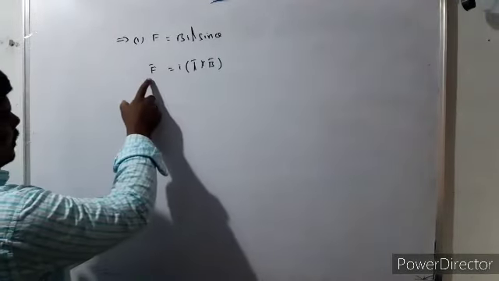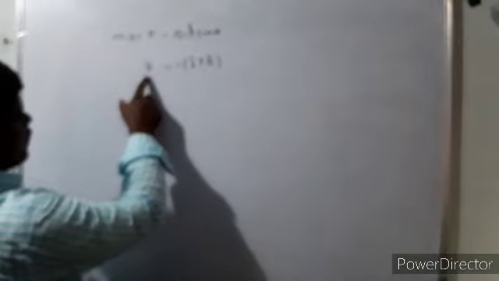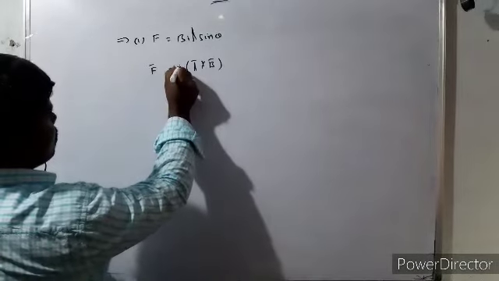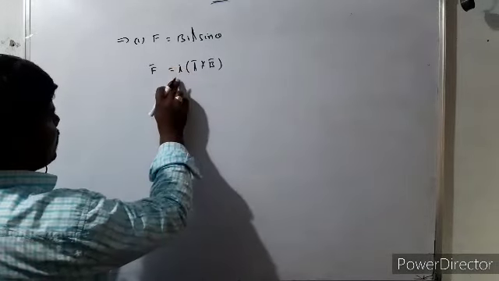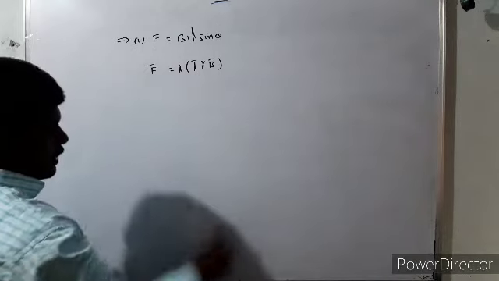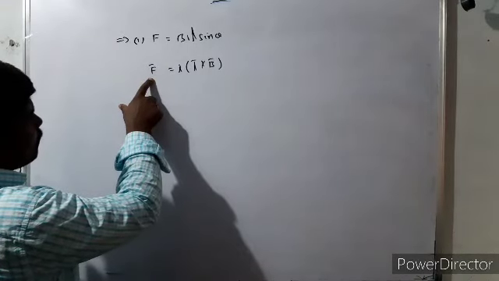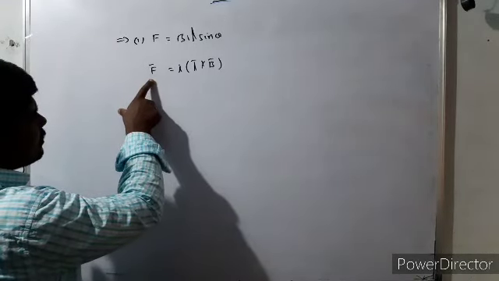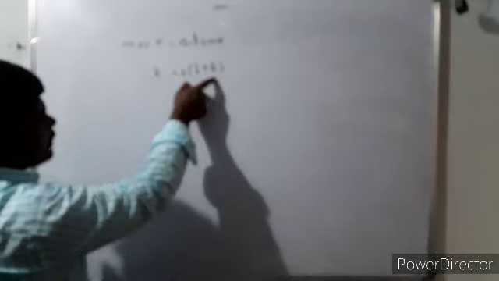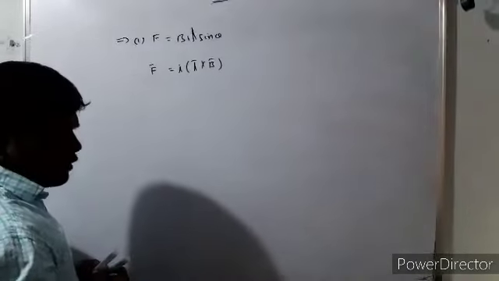Now, the vector form of the force is F bar is equal to I, where I means current in the conductor, into L bar cross B bar. From this equation we can say the direction of the force is perpendicular to the plane containing both the length of the conductor and the magnetic field.